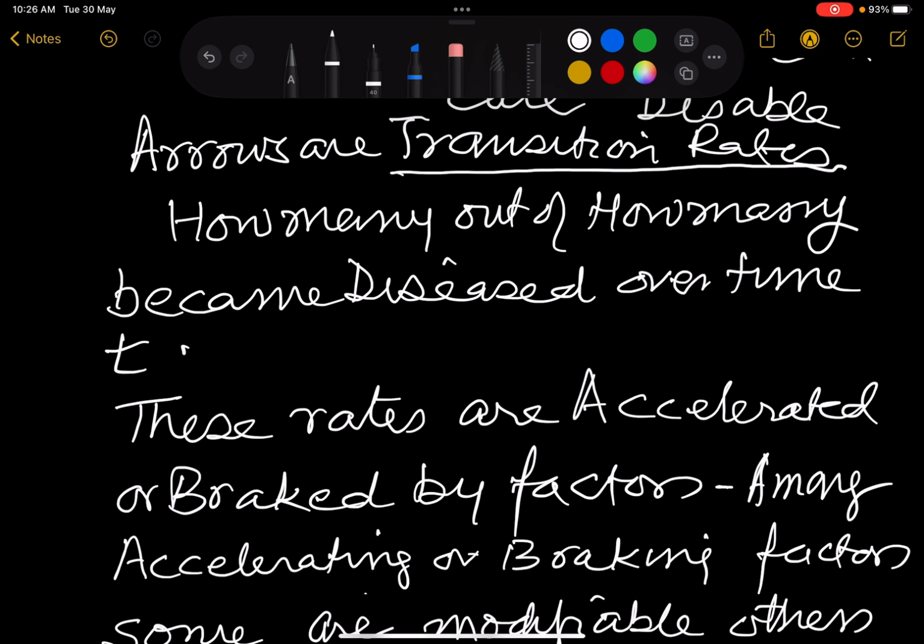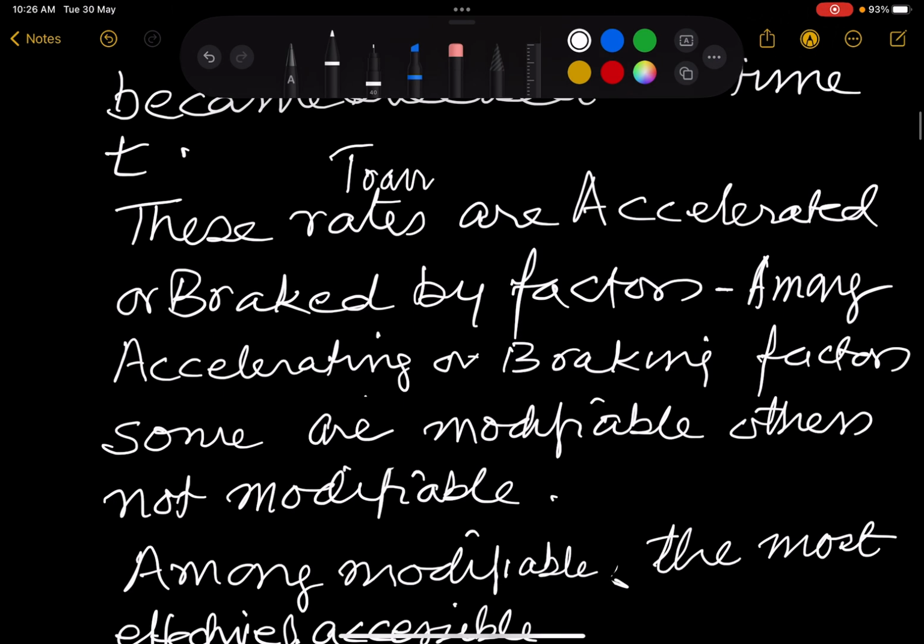And these transition rates are either accelerated or braked by certain factors. And among the accelerating or braking factors, some are modifiable, some are not modifiable. For example, if you want to prevent normal people from getting COVID-19, you can ask them to use a mask. So that means at least that exposure to COVID infected air is modifiable.